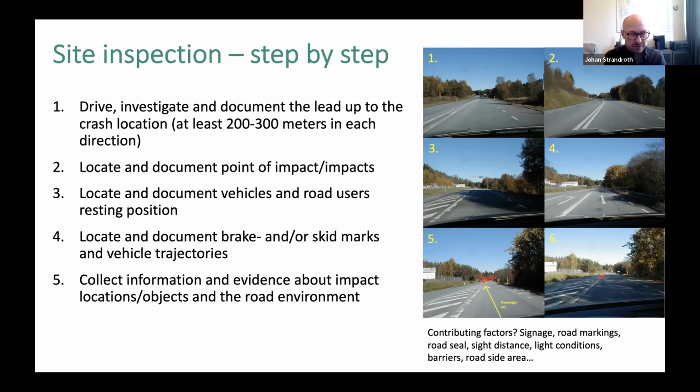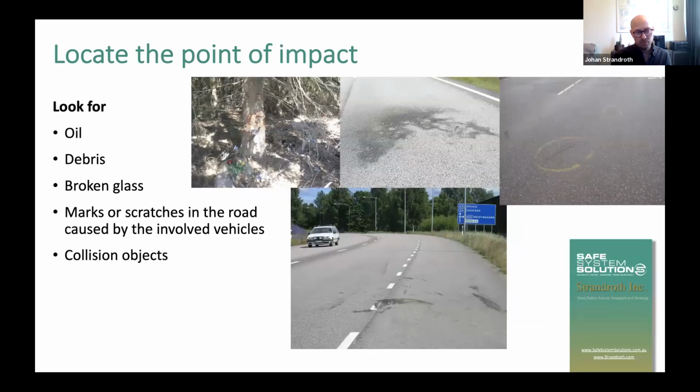So if we go through these ones, we start with number 2 there: locate and document the point of impact. What would you look for? Well, you would look for oil, debris, broken glass, marks, scratches in the road environment, collision objects, things you can see on the pictures here. Normally, if two vehicles collide with each other, you would have some scratches or marks in the asphalt. And, surprisingly often, even if you just hit a pedestrian, there's a mark from a shoe, something that tells you there's something here.